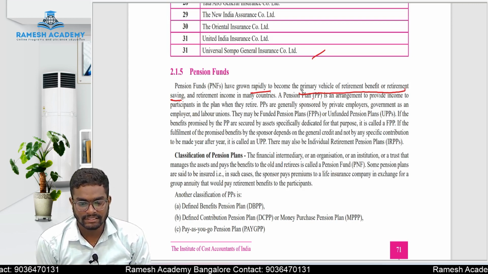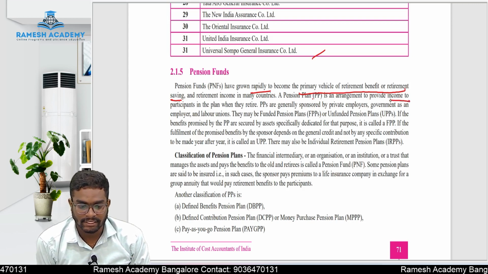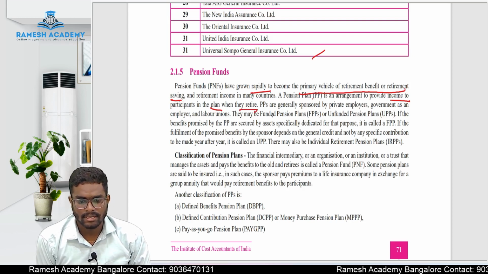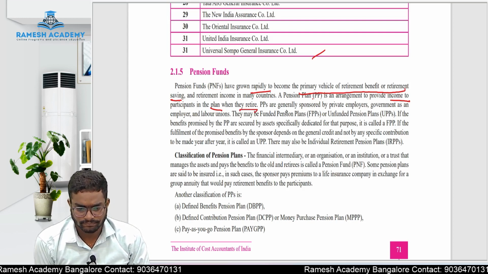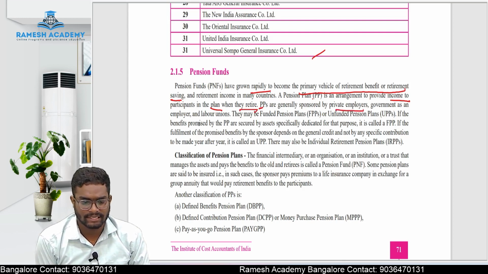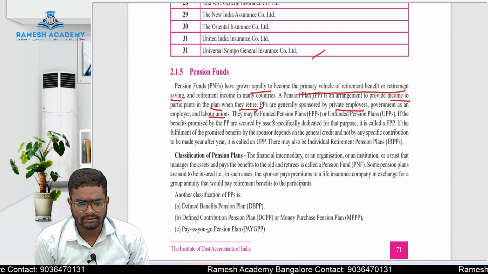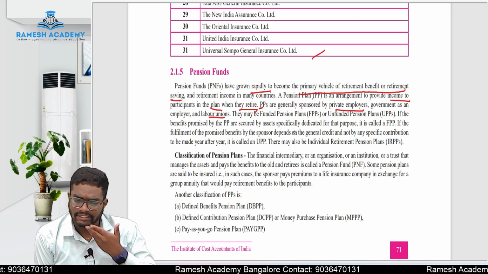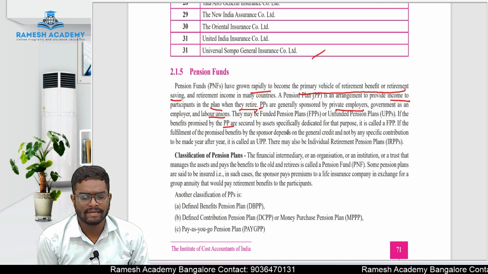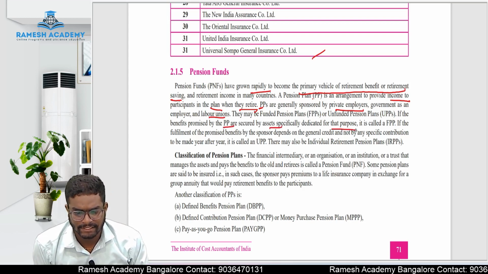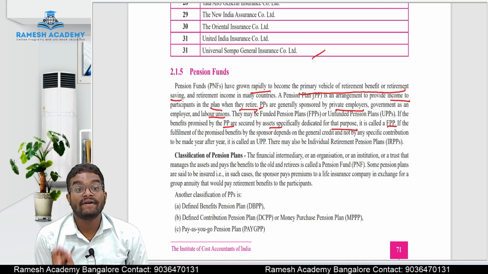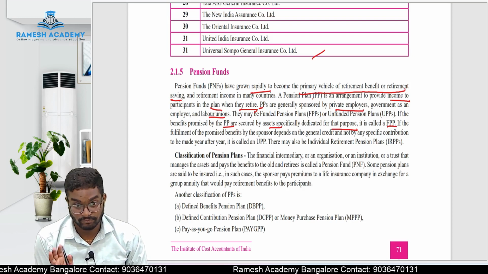Retirement income in many countries. A pension plan is an arrangement to provide income to the participants in the plan when they retire. In India it is 60 to 62 years. Pension plans are generally sponsored by private employers, government as an employer, and labor unions. They may be funded pension plans or unfunded pension plans. If the benefits promised by the pension plans are secured by assets specifically dedicated to that purpose, it is called FPP, which is the funded pension plan, if it is having some assets for this purpose only.